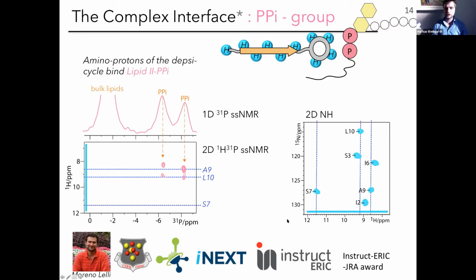And then we can simply transfer proton assignments from the right to the left, and we see that these signals perfectly match with residues 9 and 10 of the Dempsey cycle. This is direct evidence that the Dempsey cycle coordinates the pyrophosphate.